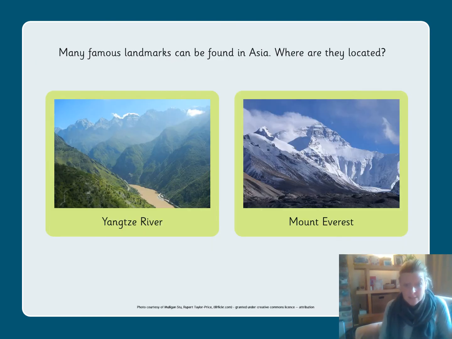Many famous landmarks are found in Asia. Do you know where they're located? Well, there's the Yangtze River and there's Mount Everest. That could be something that you find out for your information book on the continents.